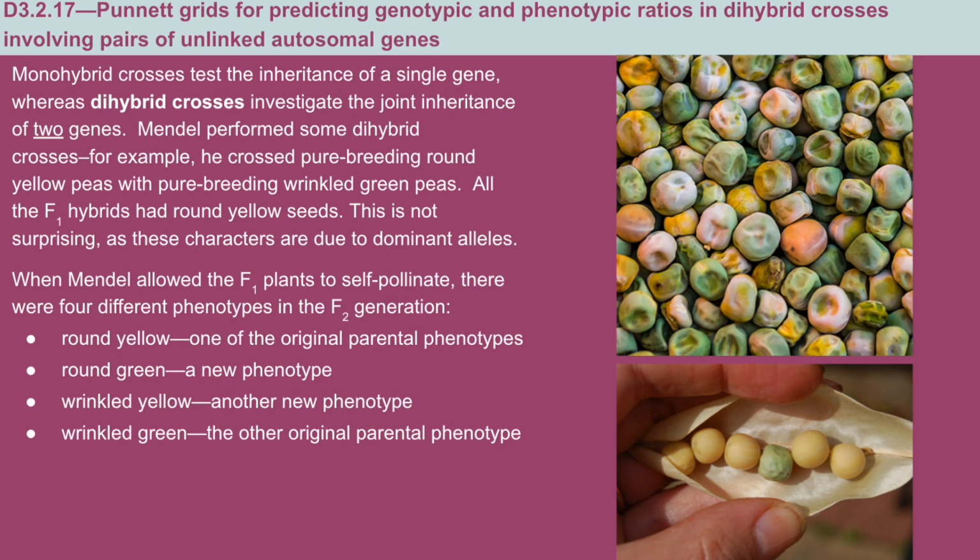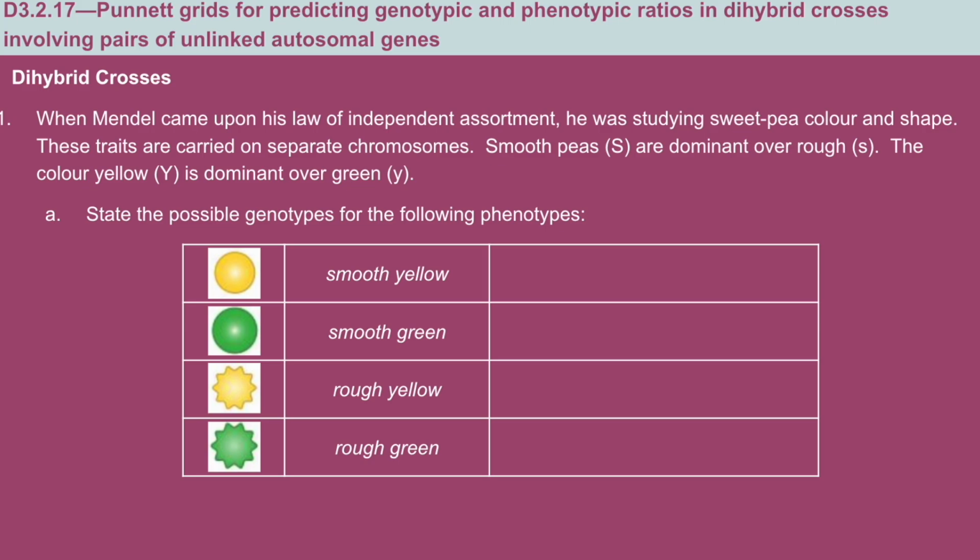Now, monohybrid crosses test the inheritance of a single gene, but we can also do dihybrid crosses to investigate the joint inheritance of two genes to see if they get inherited together. Okay, so let's take a look at an example of a dihybrid cross of pea plants where we look at both the smoothness versus the roughness of a seed and the yellow versus green color of a seed. Now, if we're given that smooth is dominant over rough and yellow is dominant over green, then if performing a dihybrid cross, we would be able to see the following potential genotypes that would lead to each of these four options for the phenotypes.